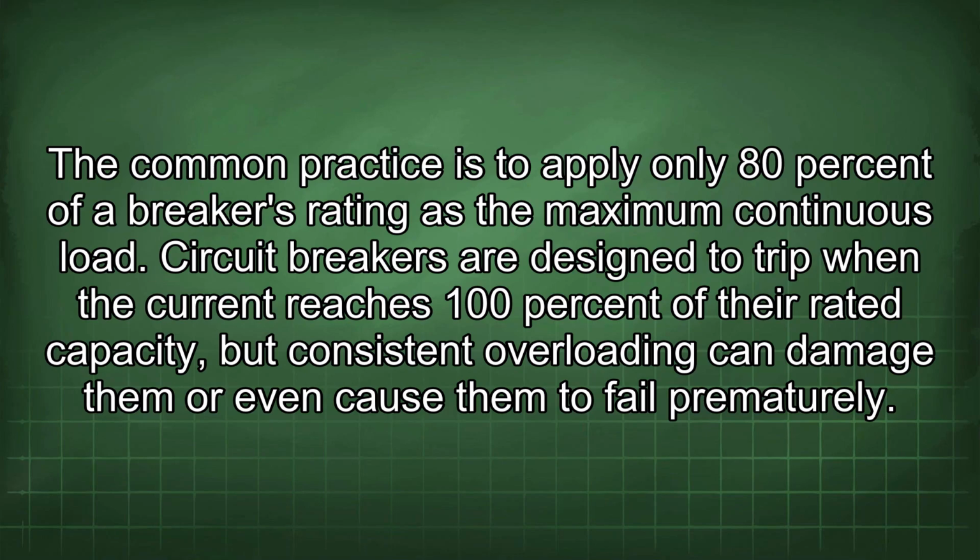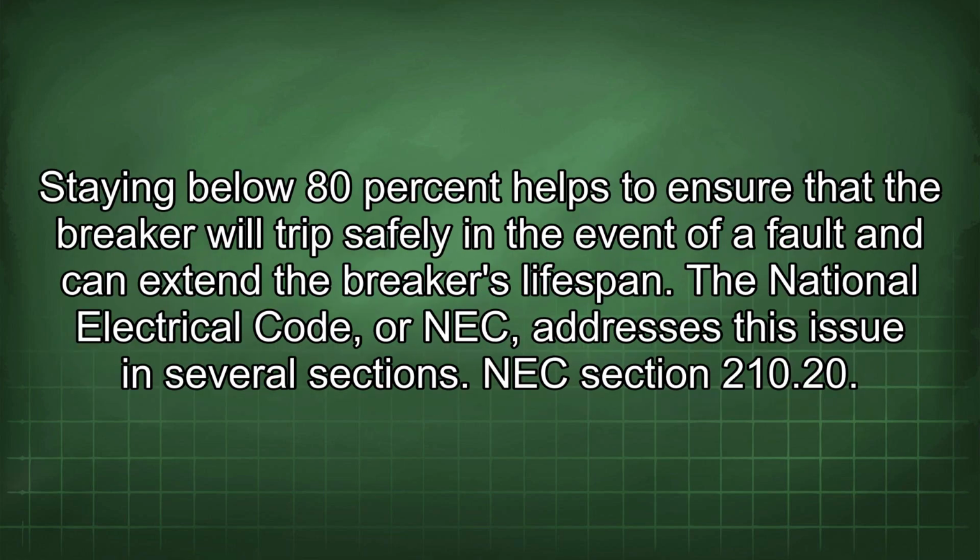Common practice is to apply only 80% of a breaker's rating as the maximum continuous load. Circuit breakers are designed to trip when the current reaches 100% of their rated capacity, but consistent overloading can damage them or even cause them to fail prematurely. Staying below 80% helps to ensure that the breaker will trip safely in the event of a fault and can extend the breaker's lifespan. The National Electrical Code, or NEC, addresses this issue in several sections.